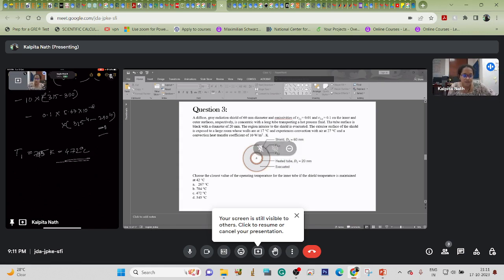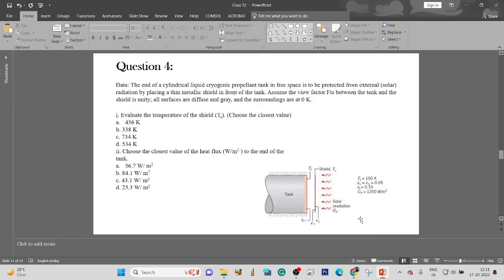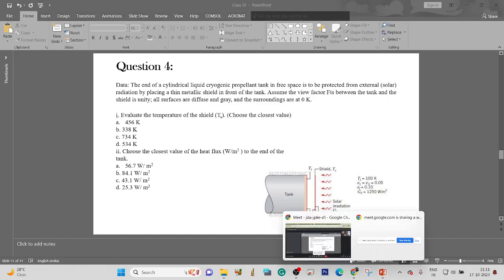Okay, now let's proceed to the next question. The end of the cylindrical liquid cryogenic propellant tank is free space and is to be protected from the external solar radiation by placing a thin metallic shield in front of the tank. Assume the view factor FTS between the tank and the shield is unity, all surfaces are diffuse and gray, and surroundings are at 0 Kelvin. Evaluate the temperature of the shield. Choose the closest value of the heat flux at the end of the tank. You solve it by yourself.